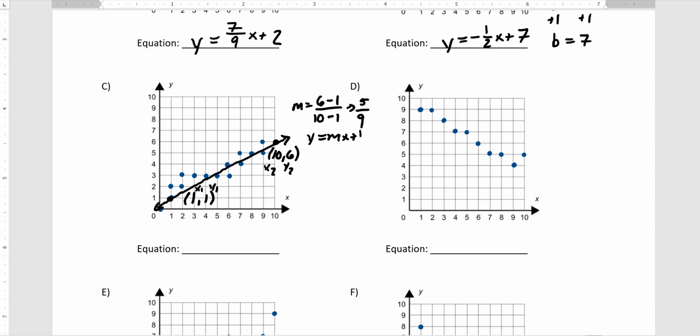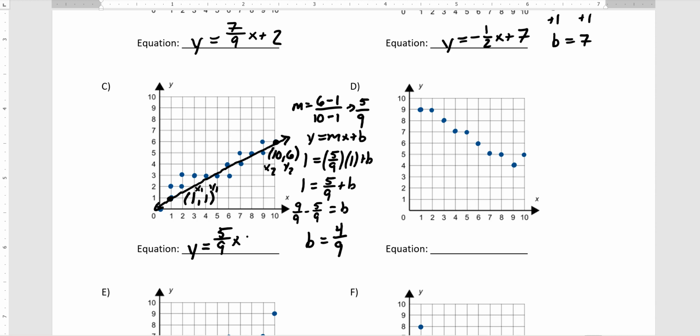Pick a point. I'm just going to use 1, 1 here. I think it'll be a little easier. So 1 equals 5/9 of 1 plus b. What is 5/9 times 1? Well, it's just 5/9, of course. Anything times 1 is just itself. 1 minus 5/9. Think about this is 9 over 9 minus 5 over 9, which would give me 4/9. So b equals 4/9. So my equation that I found was y equals 5/9 x plus 4/9.